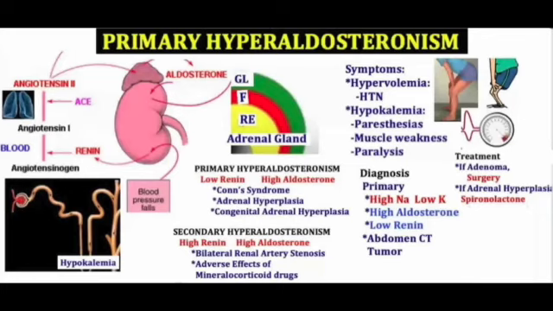Secondary is due to increased renin. Increased renin leads to increased aldosterone via the renin-angiotensin-aldosterone system. Renal artery stenosis is the most common type of secondary, and also renal artery hypoperfusion, such as in CHF, hypovolemia, or nephrotic syndrome. Clinical manifestations are usually asymptomatic, but they can have a triad of hypertension, hypokalemia, and metabolic alkalosis.